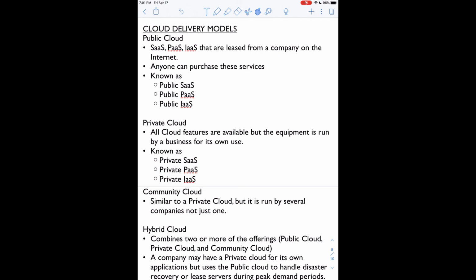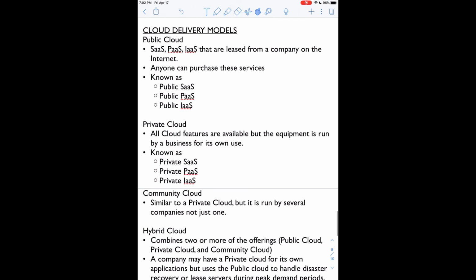Private cloud is when all those cloud features, the ability to spin up a server, the ability to add disk space and RAM fairly seamlessly, are available, but you don't have to run it on the internet. You can program all those things and build it in your own garage or your own corporate headquarters and run it this way. The community cloud is similar to a private cloud, but it's run by several companies, not just one.